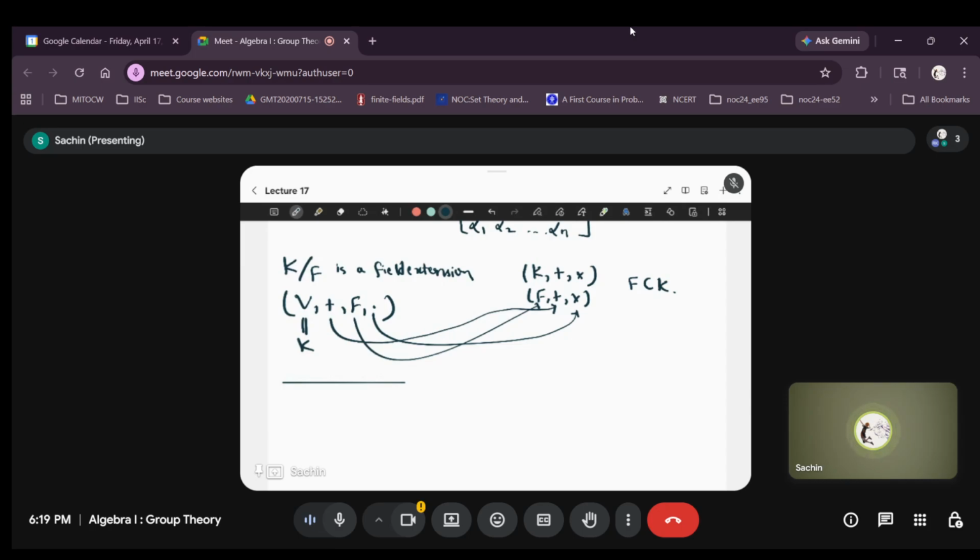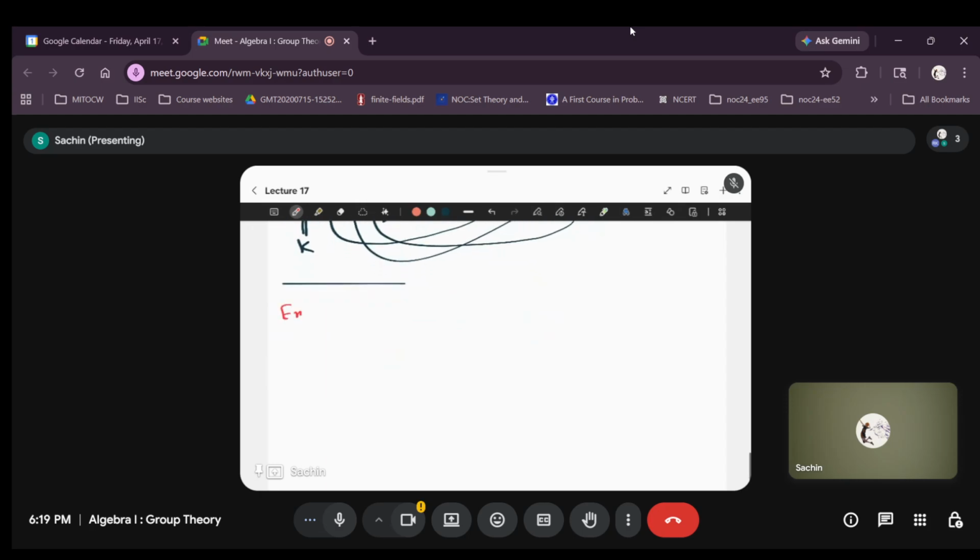And F is a subfield. If it's a subfield, then you can consider K, plus, F, dot, as a vector space over F. You can consider K as a vector space over F. That is, K plus F dot is a vector space. For example, I'll give you an example that will make it clear.